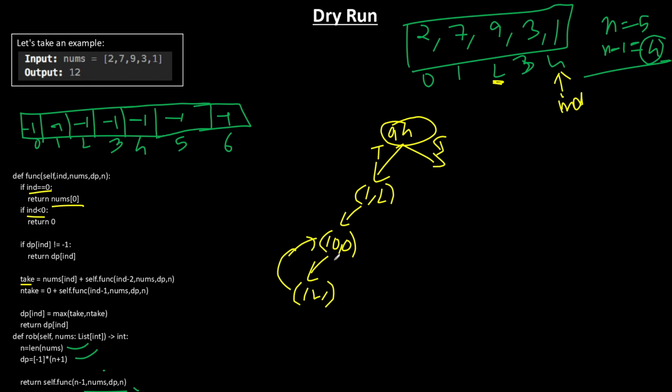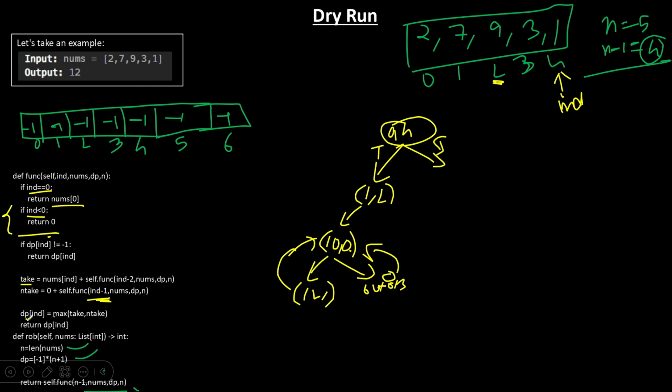Now from here we came to this part. It was 10, and we were standing at 0. From here, if we try to skip this, we try to do index minus 1, so that becomes out of bound. The index becomes a negative number, so we just return 0 from here.